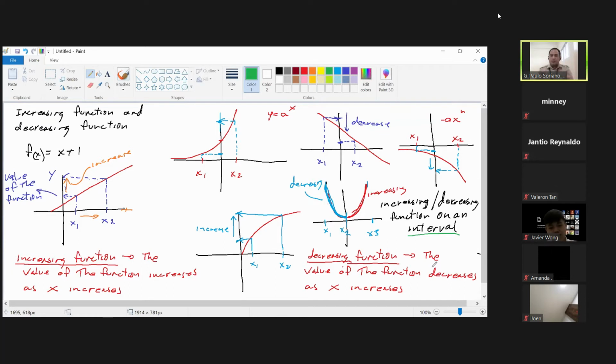There are many functions. I think most or majority of the functions fall under this category. It's either an increasing or decreasing function on an interval. Okay, so this is now my question to all of you. How about you define a function? Will it be a uniform one or will it be mixed?